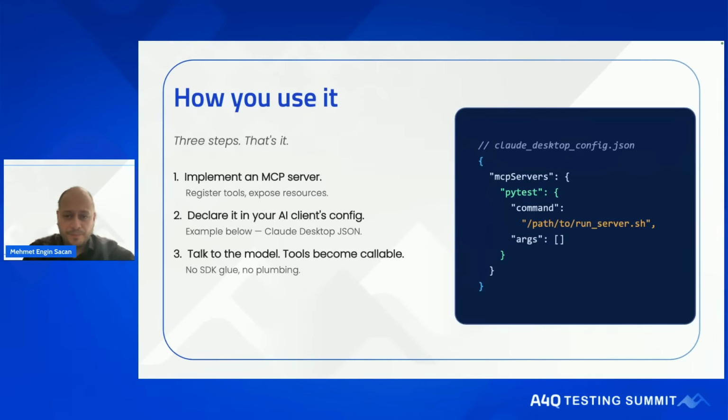Step 3, and then you can start the conversation. The model now sees your tools and decides when to call them. You don't write any SDK glue. You don't manage state. You don't parse anything. If you ever wired up a Slack bot or a webhook, this feels familiar, except that instead of writing event handlers, you write tools and the model figures out when to use them.